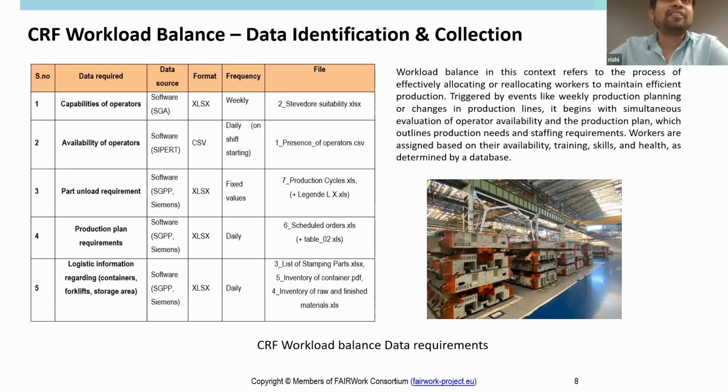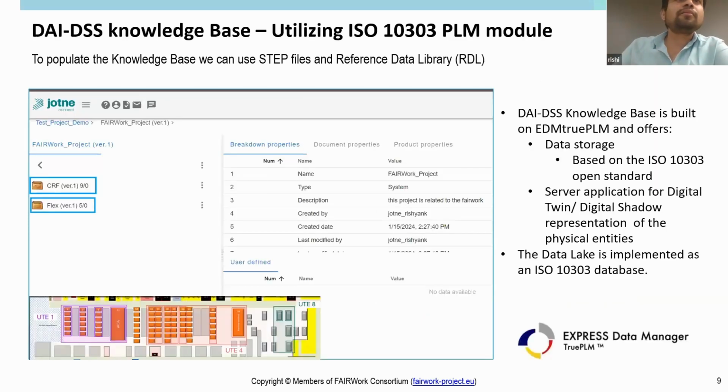Now we have established the use case and we have seen the plant layout. Now we would like to create digital twin representations of these systems in the knowledge base, which is a database component in this FAIRWork project. We would like to use this database to create digital twin representations of entire lines, geometries, humans, operators, forklifts. We would like to replicate all this information as a digital twin entity in the system.